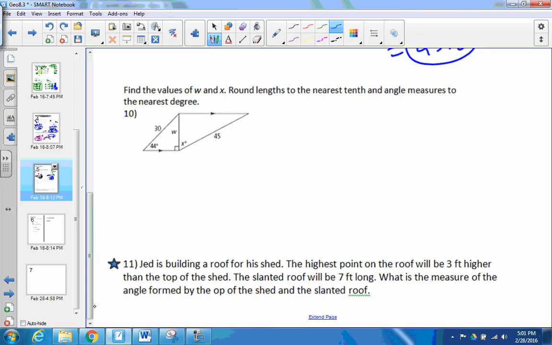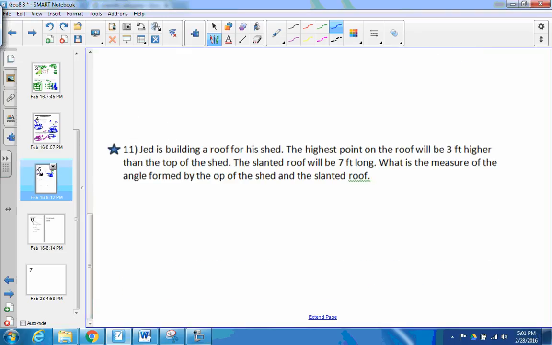Let's just look at one real world problem, see if we can figure this one out. It says Jed is building a roof for his shed. Here's his nice little shed here. The highest point on the roof will be 3 feet higher than the top of the shed. So I guess the top of the shed would be right here. And all the way up to here would be 3 feet. The slanted roof is 7 feet long. So this right here is 7.